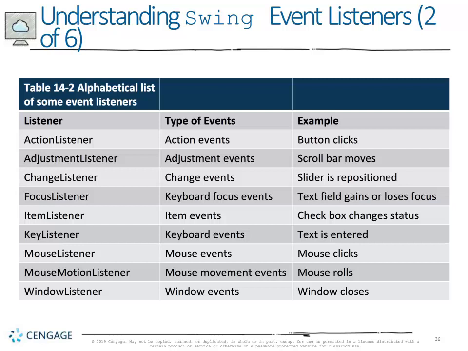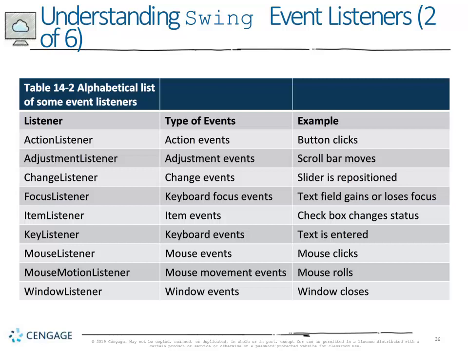This table lists some event listeners and the type of events for which they are used. For example, we have an ActionListener. The type of event is action events, like a button click. We have an AdjustmentListener, for adjustment events, like a scroll bar moves. We have a ChangeListener, for change events, like a slider is repositioned.